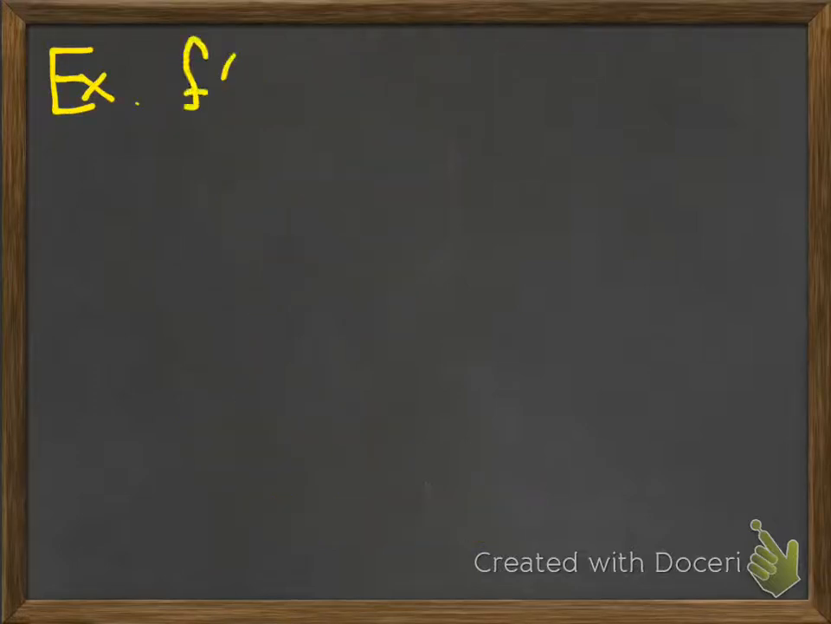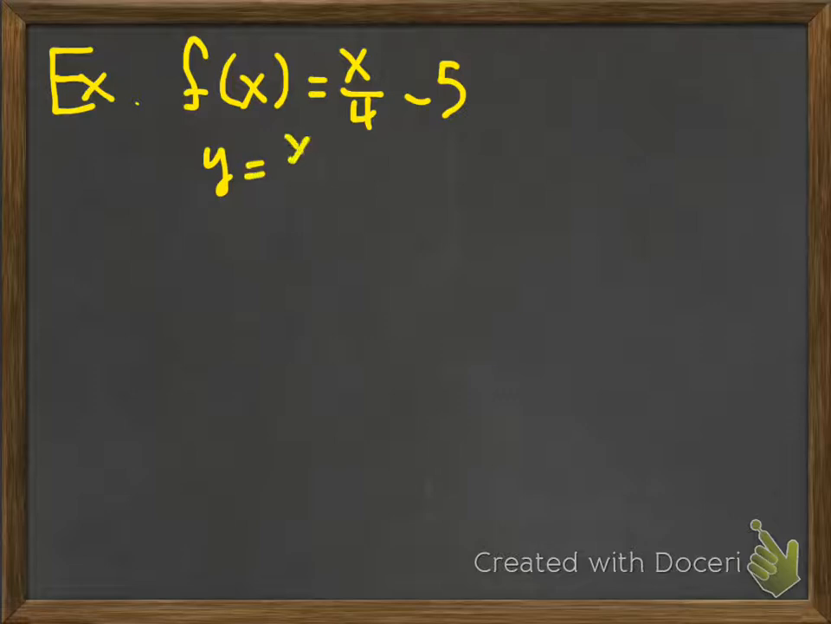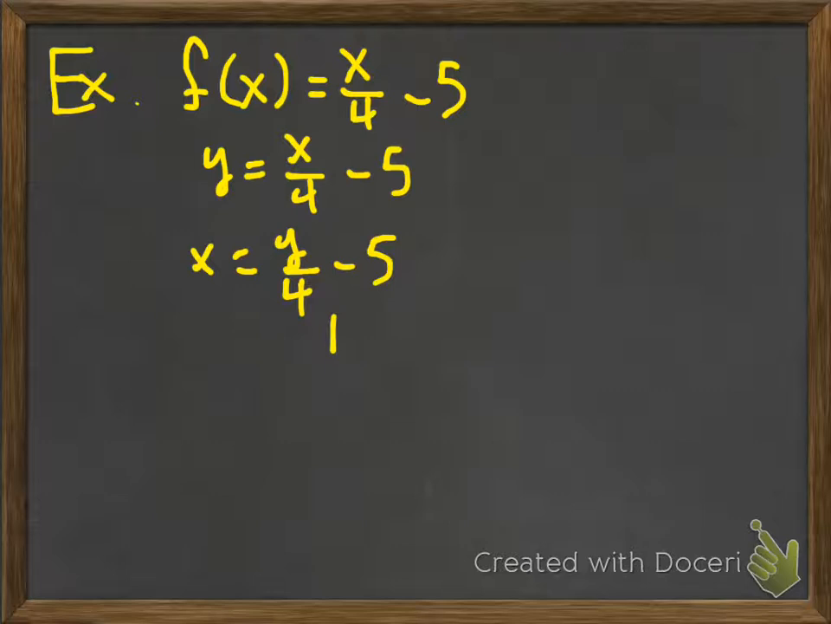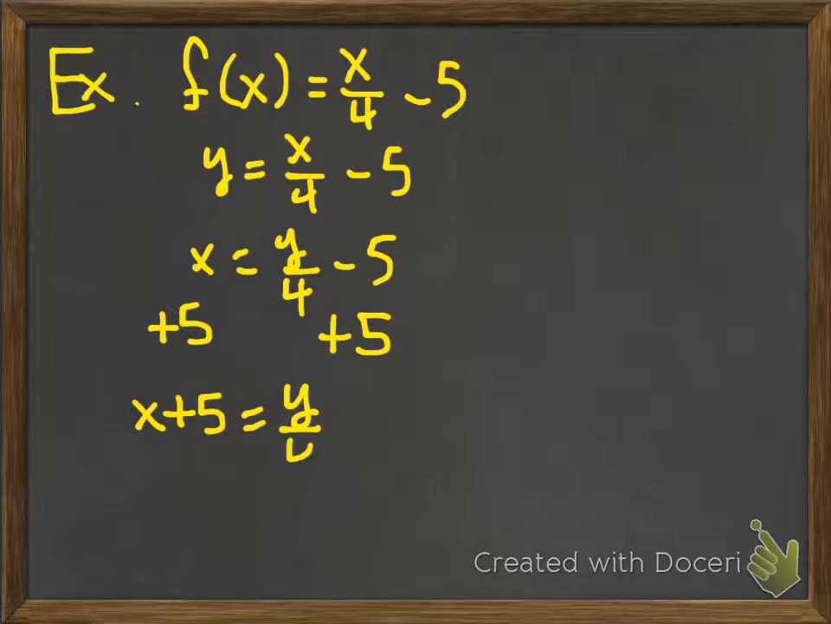Another example, f of x is equal to x divided by 4 minus 5. Again, change it to a y, switch them, and then solve. Now again, keep in mind how you've always done your operations. First thing you should do is take care of the plus or minus. So I'm going to say the opposite of a minus 5 is plus 5. So I have x plus 5 is equal to y divided by 4. The opposite of dividing by 4 is to multiply by 4. So I'm going to multiply both sides by 4.